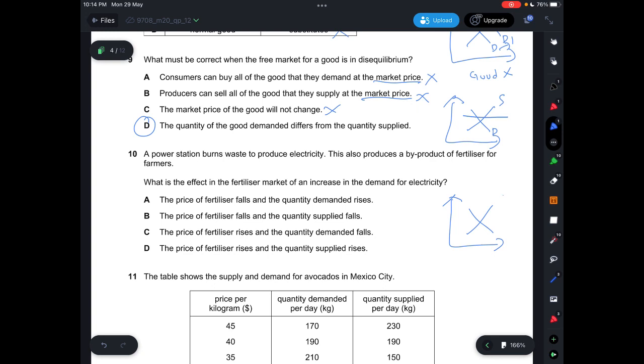so let's see your supply and demand curve again. There's an increase in demand for electricity, so it can look something like this. The demand curve shifts to the right, and at the same time, because there's an increase in demand for electricity, this also produces more byproducts. So then your supply and demand curve will be like this, and there's an increase in supply, so the price drops. So the price of fertilizer will fall, so C and D are wrong. And then the quantity supplied would actually rise, and the quantity demanded will also rise. So A should be the answer because the quantity demanded actually rises, as you can see from here.